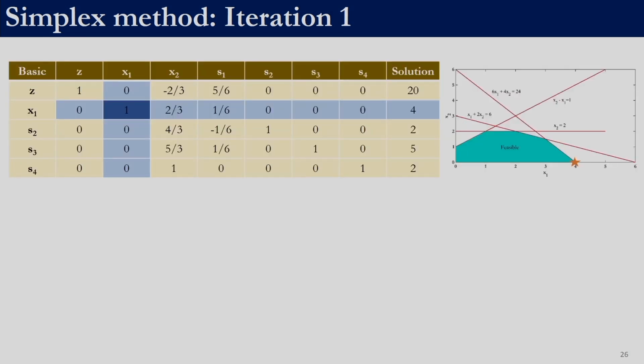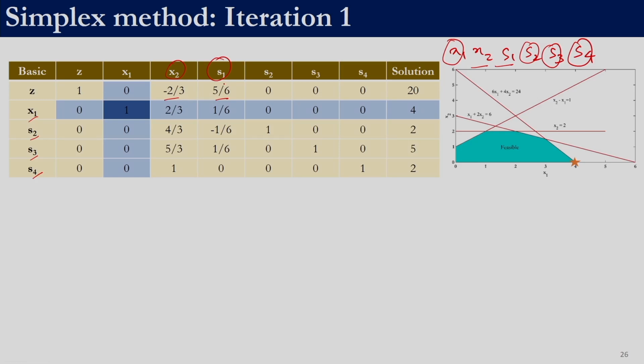Now that we have completed the first iteration of the simplex method, we need to check the optimality condition. The optimality condition is that the coefficients of non-basic variables should be non-negative. Out of the 6 variables which we have, x1, x2, s1, s2, s3 and s4, the variables x1, s2, s3 and s4 are basic variables. So, the two non-basic variables are x2 and s1. We need to look into their coefficients in the first row. If they are non-negative, then we have reached the optimal solution.